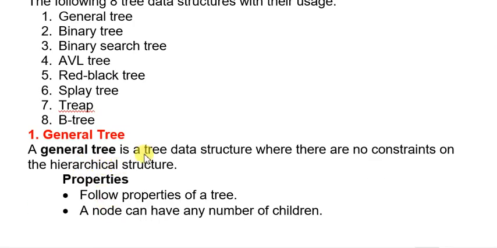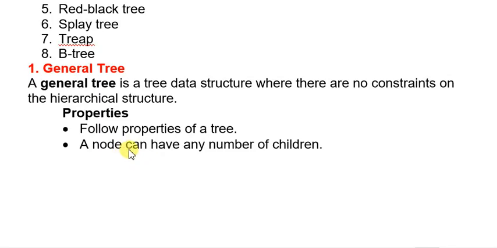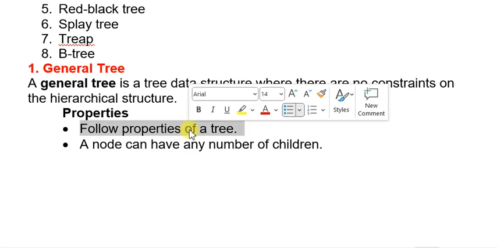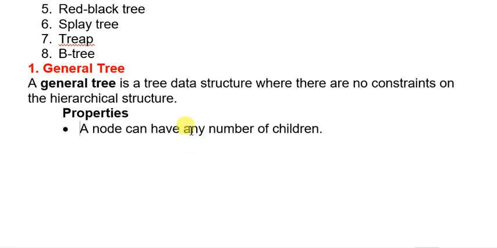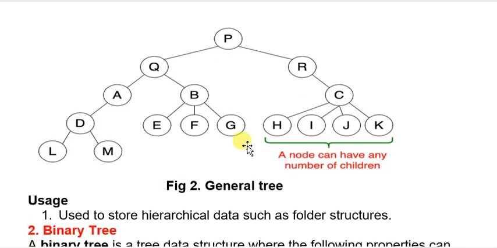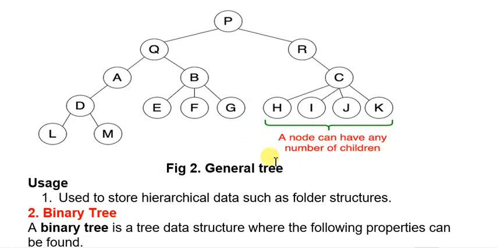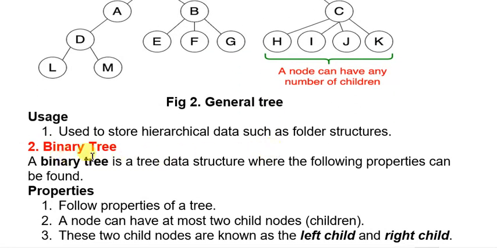General tree. A general tree is a tree data structure where there are no constraints on the hierarchical structure. Properties: follows properties of a tree. A node can have any number of children. This is a general tree. Usage: it is used to store hierarchical data such as folder structures.